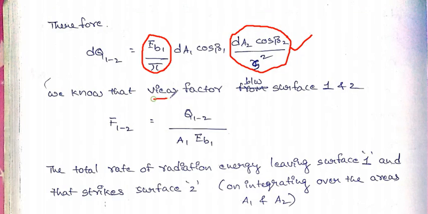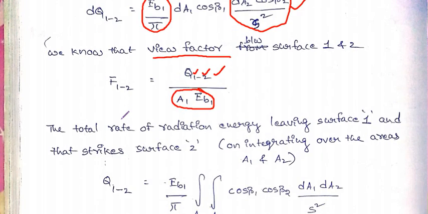We know the definition for the view factor, which is the fraction of the radiant energy emitted by the first surface that strikes the second surface to the total radiant energy leaving the first surface. So what is the definition for view factor? I will repeat again. It is the rate at which the radiant energy leaving the surface 1 and reaching the surface 2 to the total radiant energy leaving the surface 1. So this is the expression for view factor.